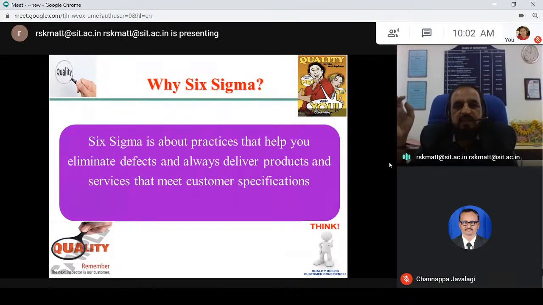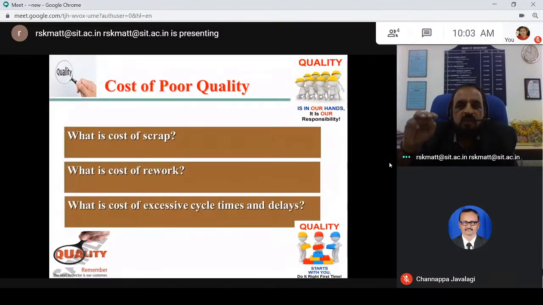Six Sigma is about the practices that help you to eliminate defects and always deliver products and services that meet the customer specification. The cost of poor quality: What is the cost of scrap? What is the cost of rework? What is the cost of excessive cycle times, delays? So these contribute to the poor quality.